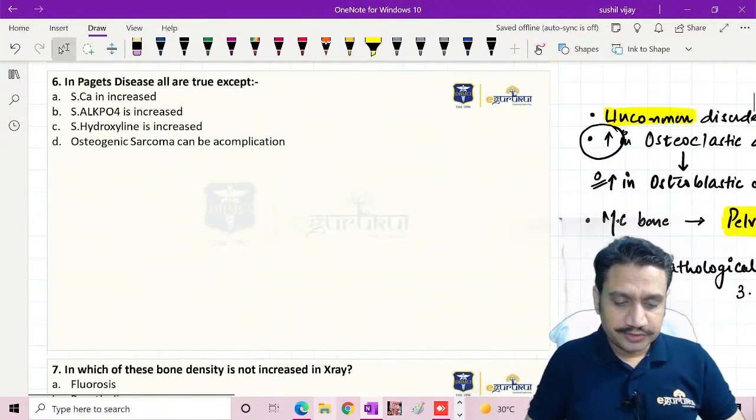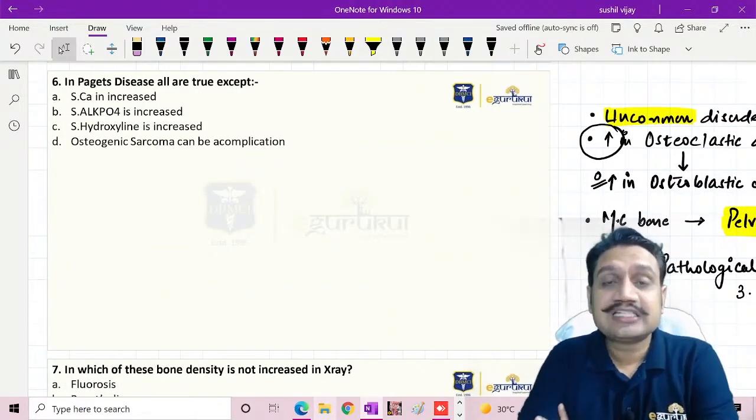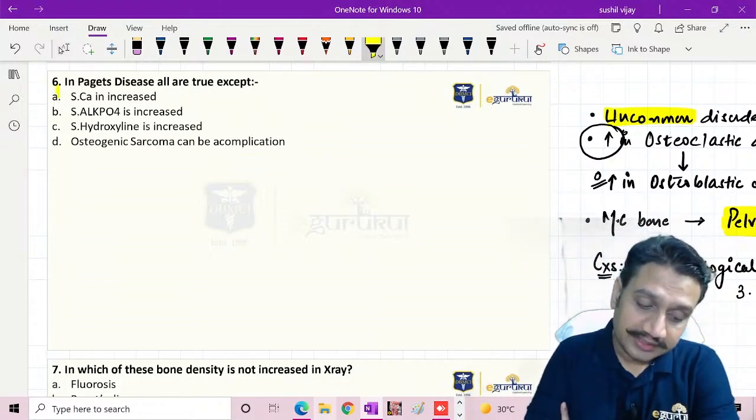Okay, so let's see the options we have. In Paget's disease, calcium is increased. Should the calcium be increased? Yes or no? What do you say? So Paget's is not a disease of the mineral. It is a disease of the cell.